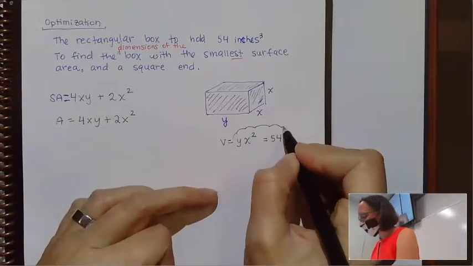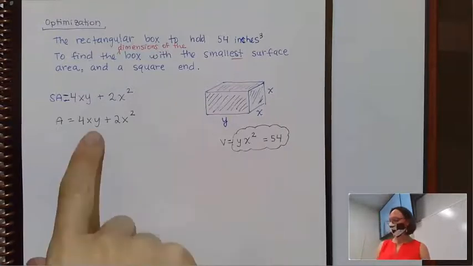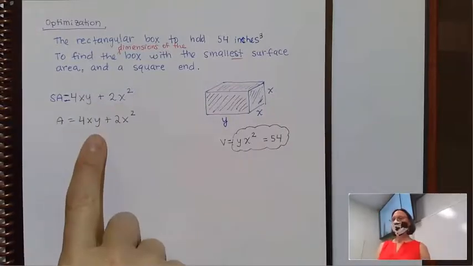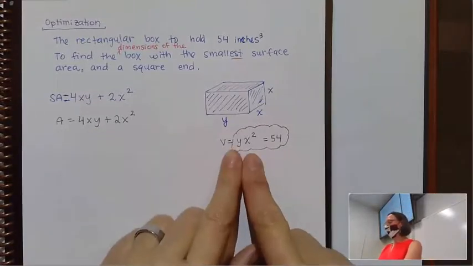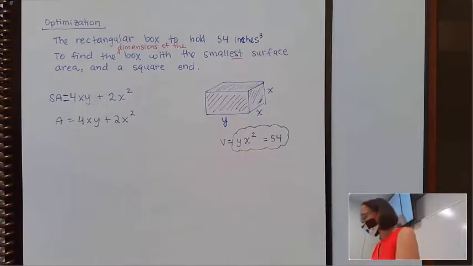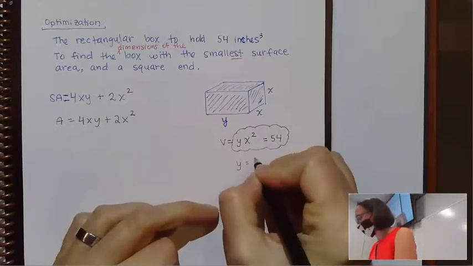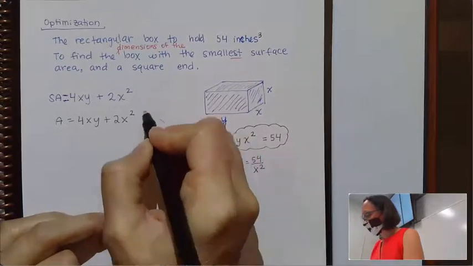And if it's going to hold 54 cubic inches, then this becomes what sometimes we call the constraint. I've heard people refer to it as our helper equation because it's going to help us to get rid of the y over here. It doesn't actually matter which letter I solve for, but if I tried to solve for x, I'd end up with a square root. And none of us wants to take a derivative with a square root if we can avoid it. So I would choose to make this say y is equal to 54 divided by x squared and plug that in over here.